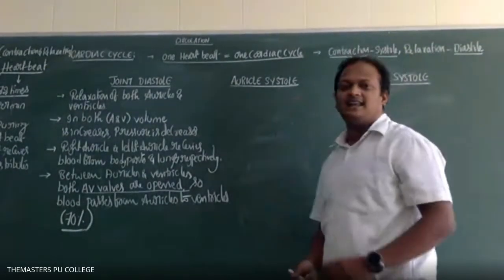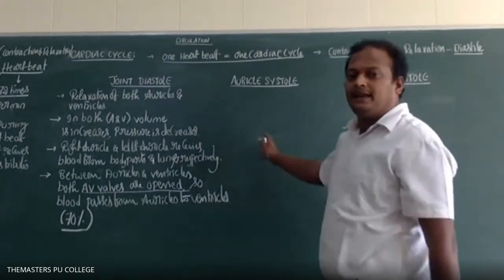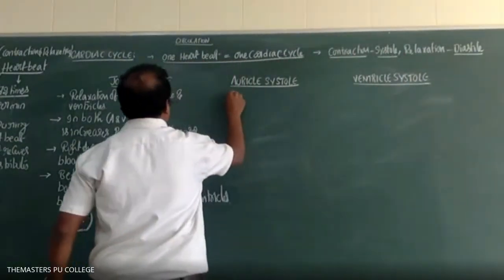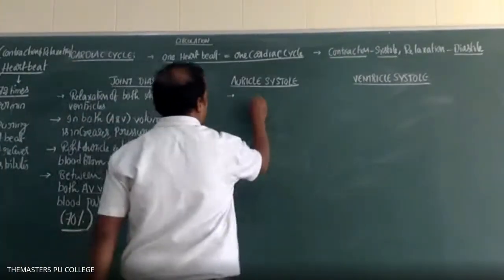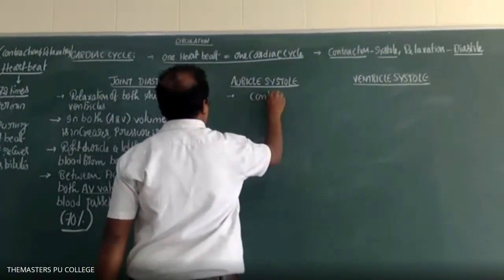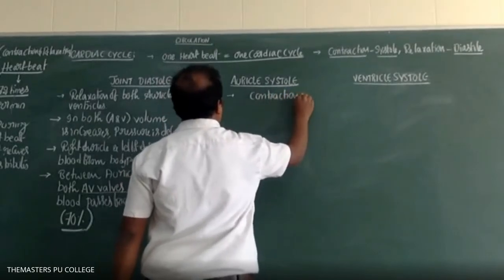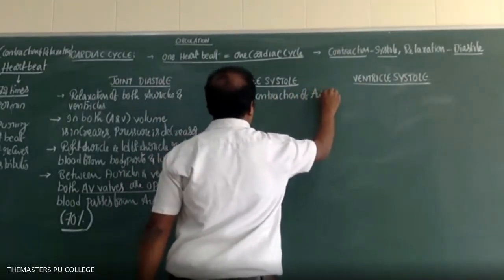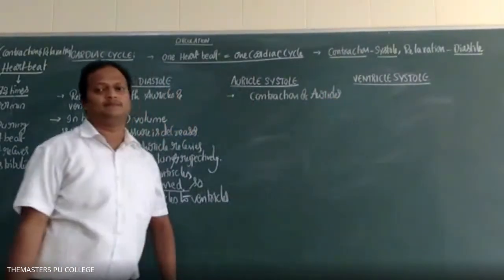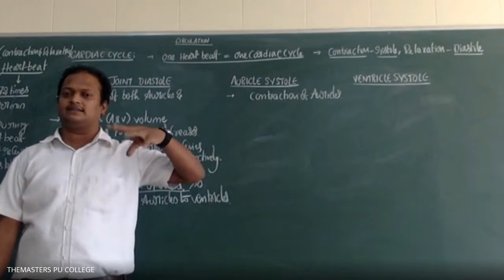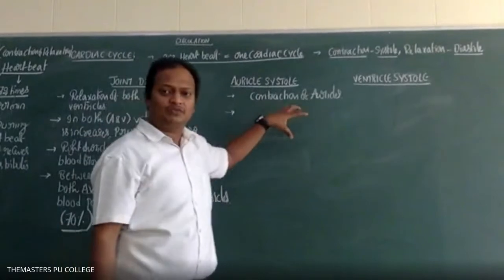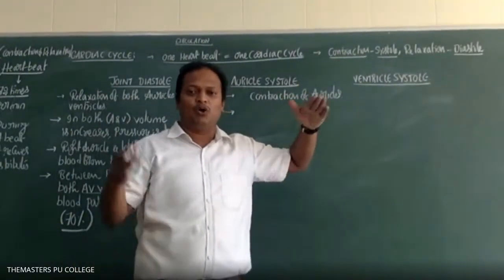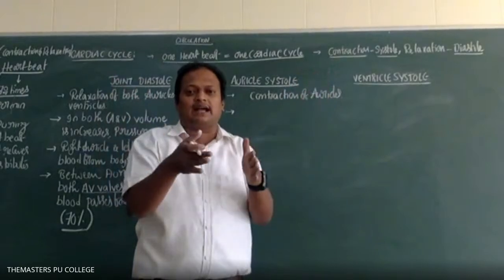Next one, auricle systole. What does auricle systole mean, students? Auricle contraction or auricle relaxation? Auricle contraction. Auricle systole is nothing but a contraction of auricles. Which auricle? Right auricle, left auricle, or both? Both. Whenever contraction of auricles takes place, both auricles are going to be contracted.